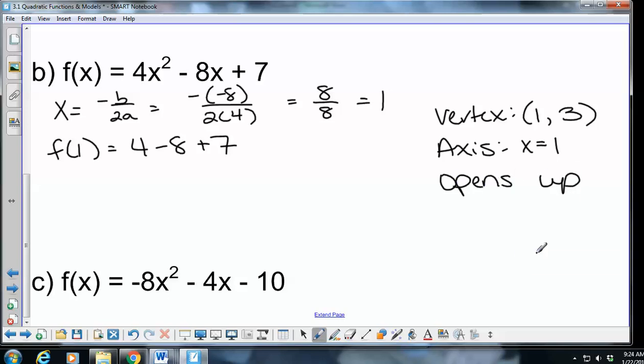Right, so this would be a minimum point. If I told you to graph it from there, all you would have to do is plot that vertex. You could say the axis is going to cut it in half, so then just pick a point. Put in a 0, you get 7. Then you know that point reflects over. And you can easily draw your graph.